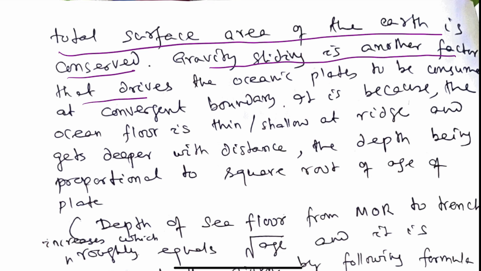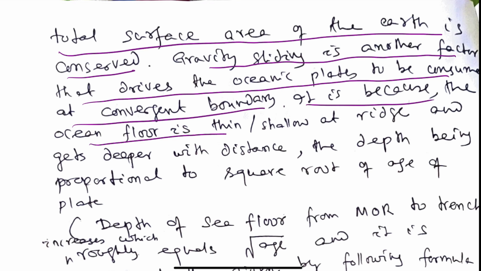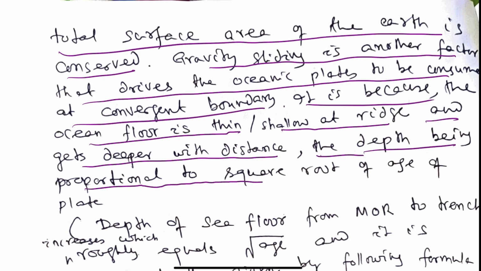Gravity sliding is another factor that drives the oceanic plates to be consumed at the convergent boundary. It is because the ocean floor is thin and shallow at the ridge and gets deeper with distance, and the depth of the ocean is proportional to the square root of the age of the plates. The ocean increases its depth away from the ridge axis, and also it shows thickening away from the ridge axis. Near the ridge axis, the oceanic plate is very thin, and it is very thick near the convergent boundary or near the trenches.